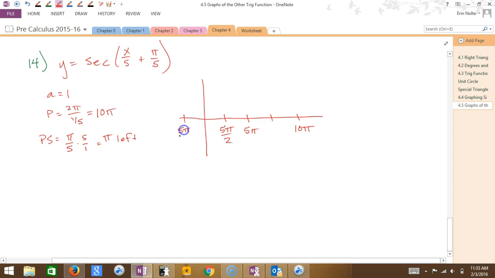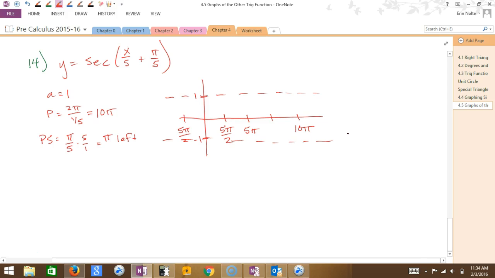5 pi over 2. So each increment is 5 pi over 2. Everybody follow my math there? Okay, amplitude. How high and how low are we going? 1. So I need a 1 here. -1. Okay, so now since I'm drawing a secant, I'm going to go ahead and draw the max and min lines just like I did in the ones before. Because that's where my parabolas hit.